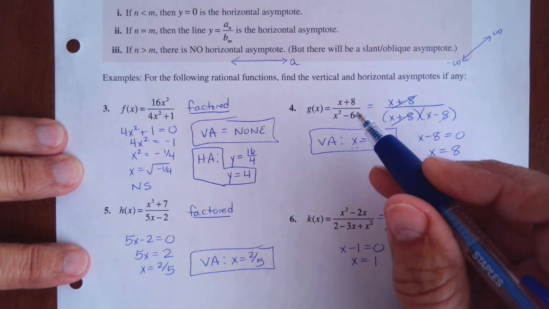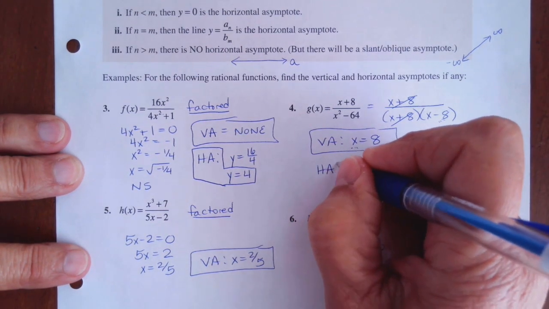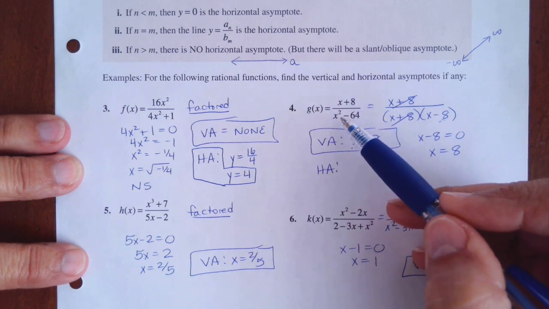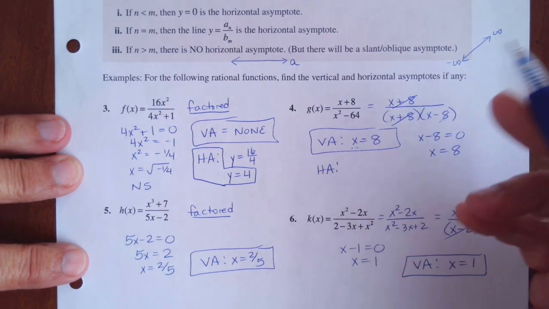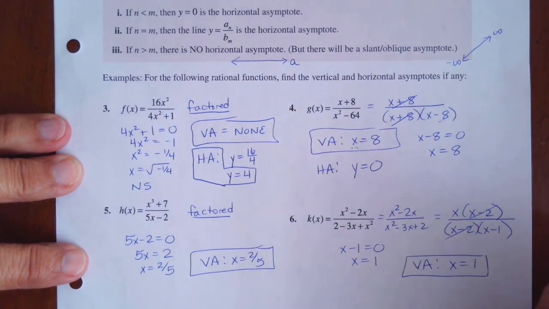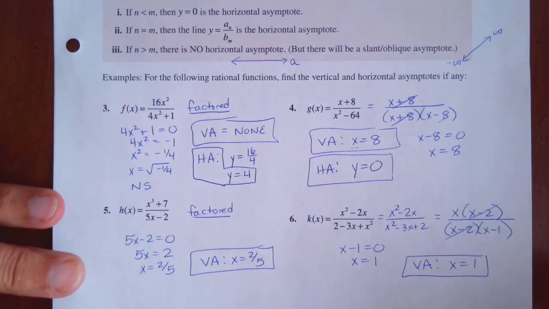All right, look at number 4. We need the degrees. The degree in the top is 1, x to the first. The degree in the bottom is 2, x squared. If the degree in the bottom is bigger, then the horizontal asymptote is always y equals 0. No question about it, when the degree in the bottom is bigger.